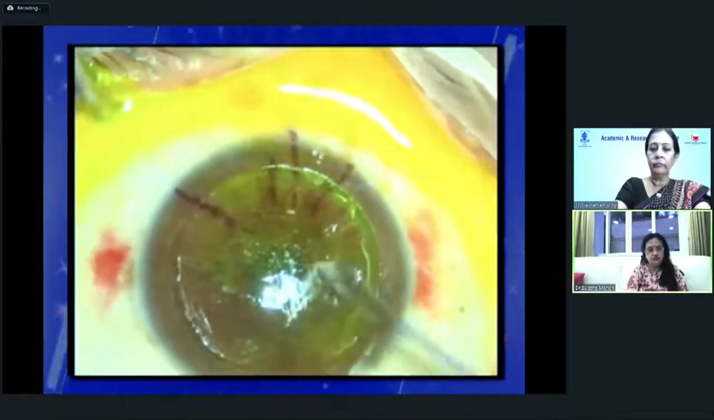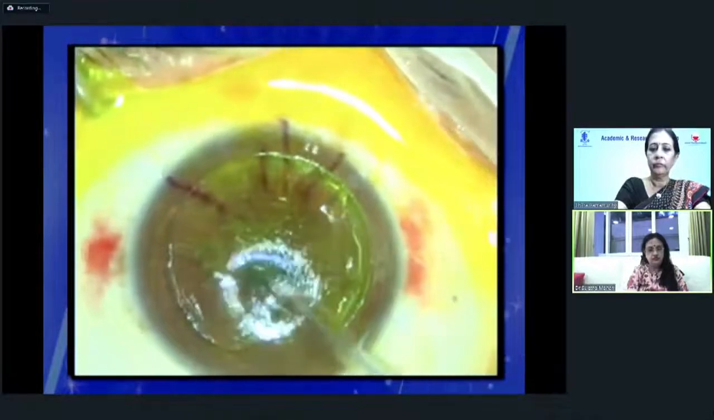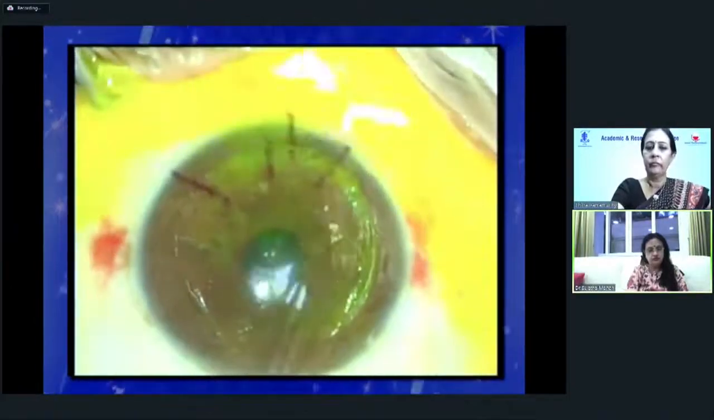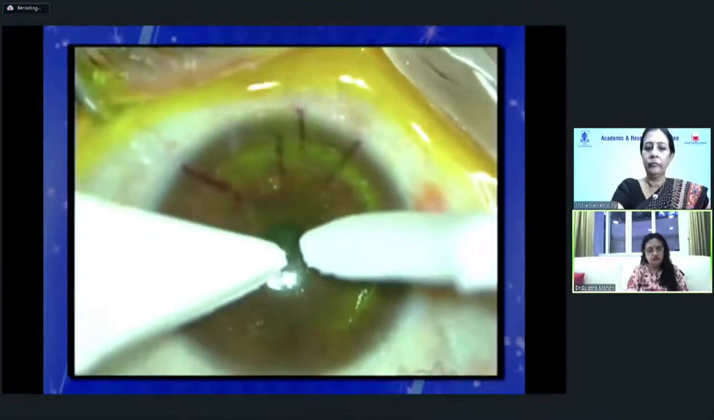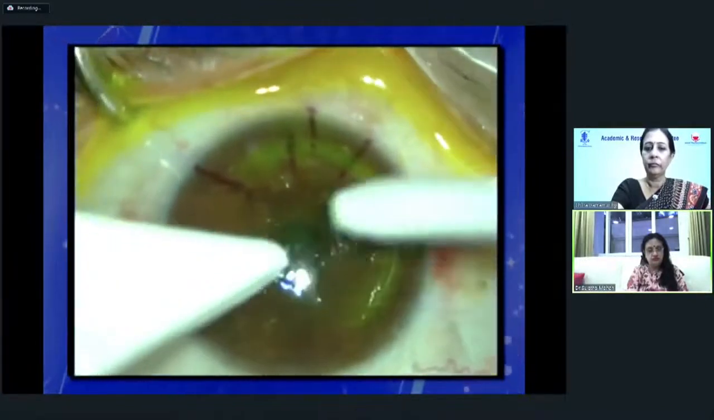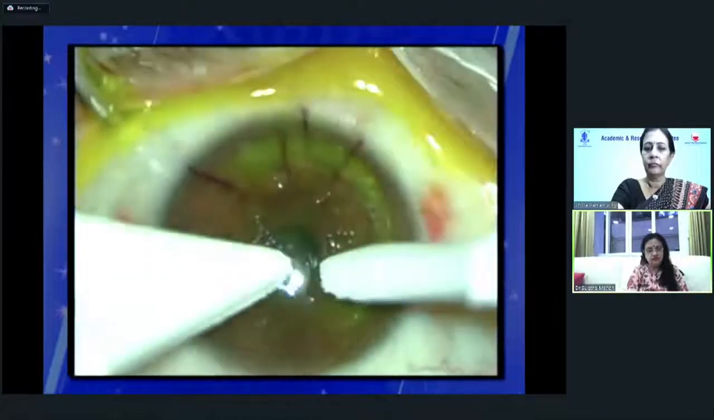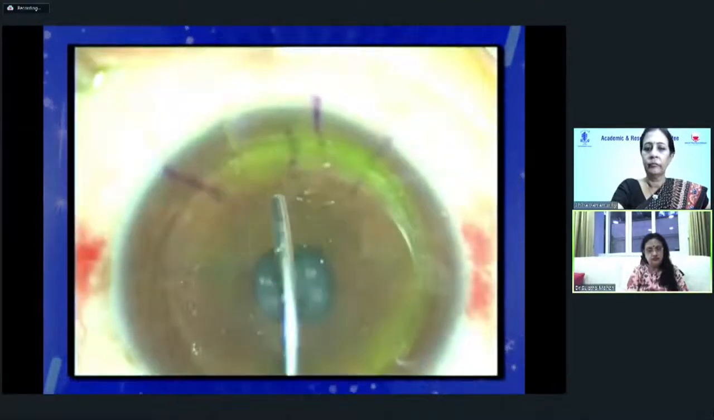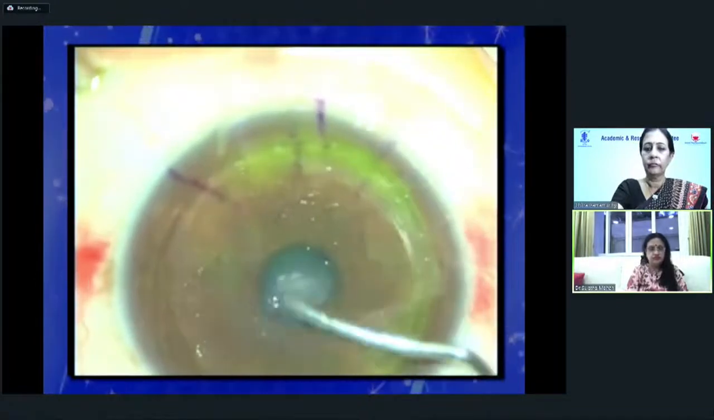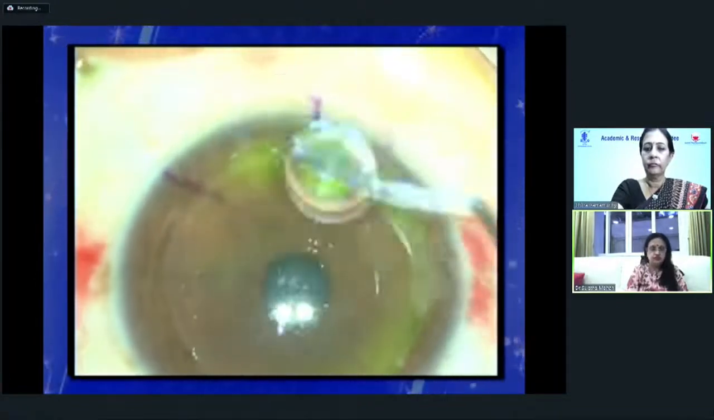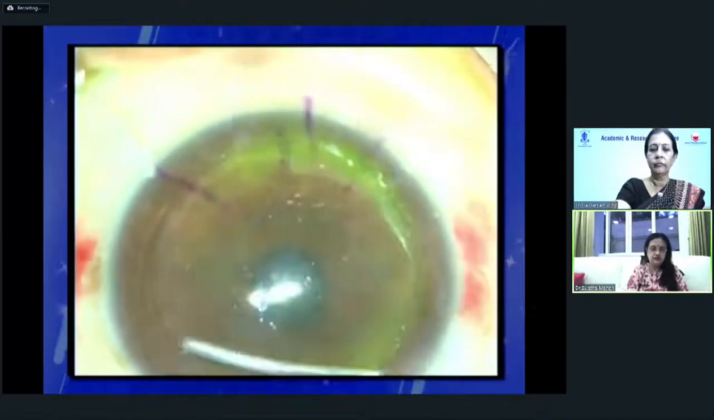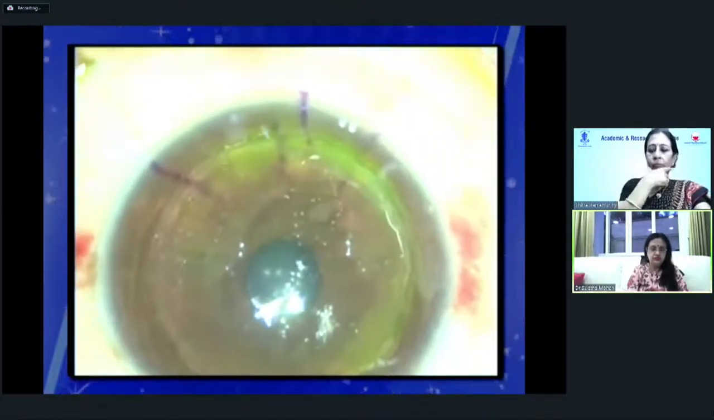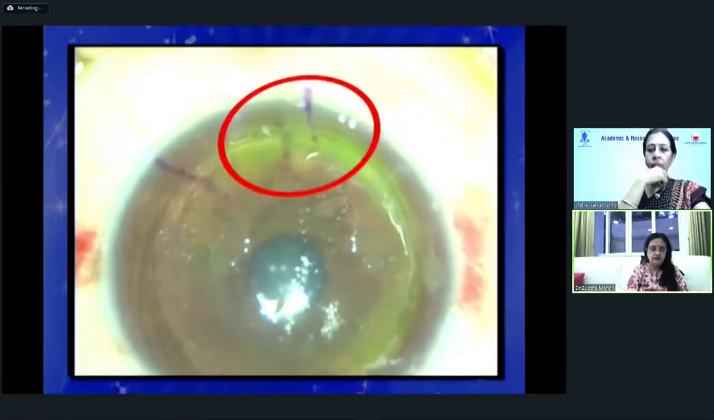The epithelium over the striae is removed after lifting the flap. The striae are stretched perpendicularly. The flap is replaced on the bed after thorough washing of the interface. The pre-placed marks show a significant shift after realignment of the flap.